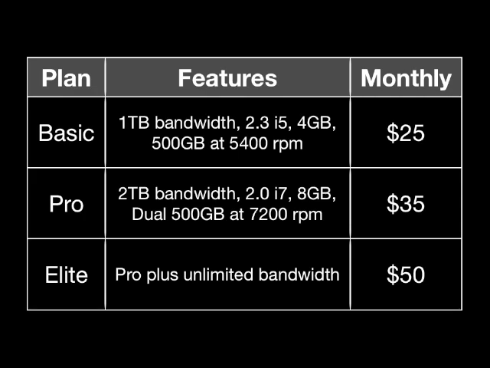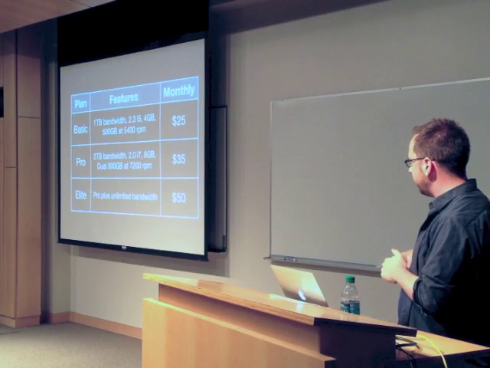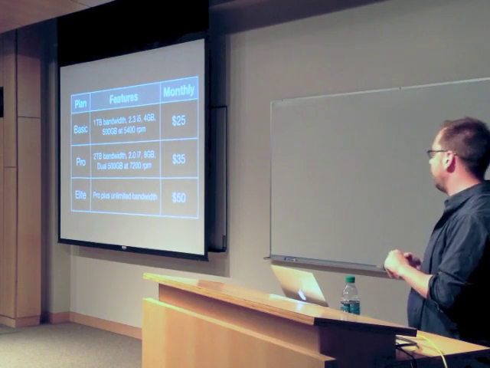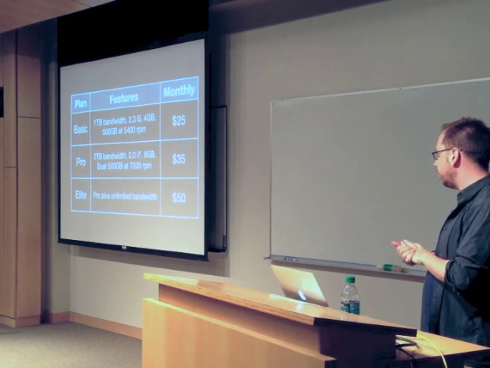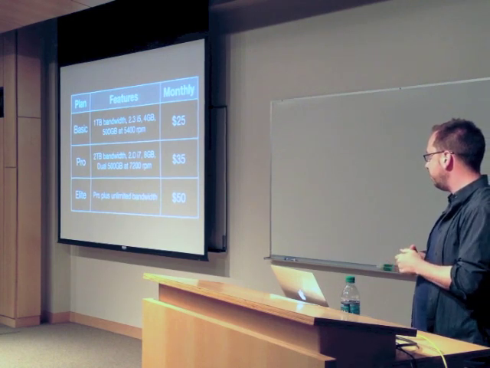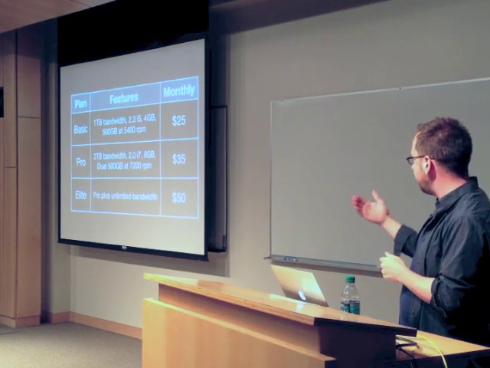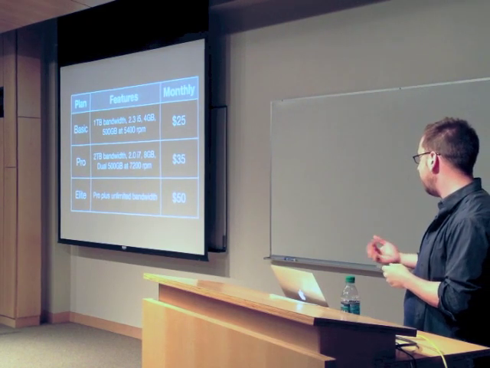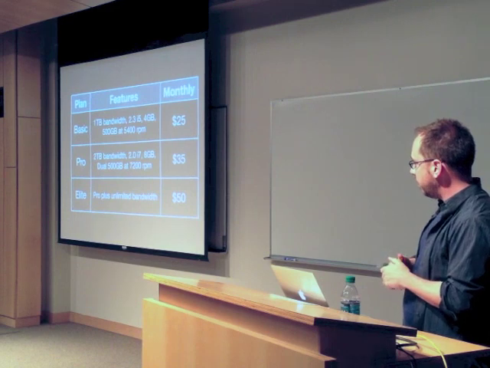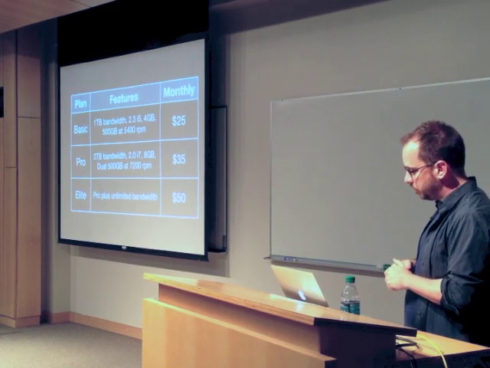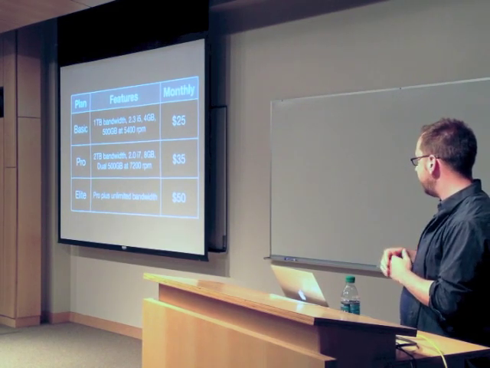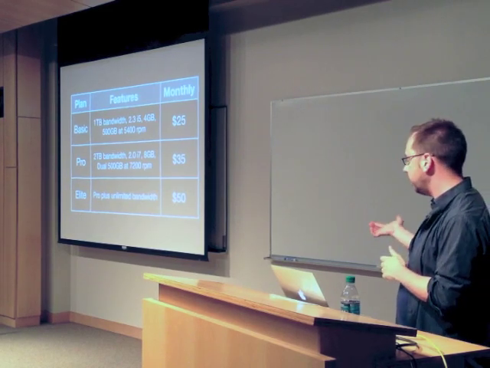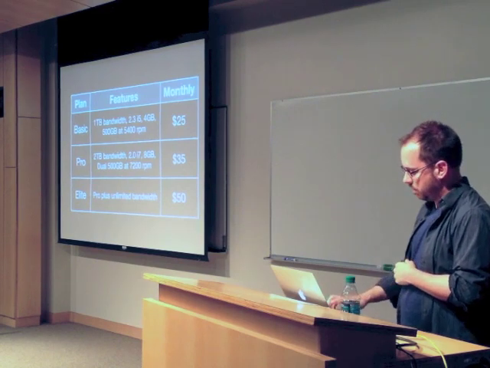They have 3 plans. It ranges from $25 to $50 a month. The most basic one gets you a terabyte of bandwidth. You get an i5 processor, 4 gigs of RAM, a 500 gig drive running at 5400 RPM. Next up from that is Pro. That's 2 terabytes, faster processor, double the RAM, dual 500 gig drives running at a much faster speed. And then the Elite plan is the same as the Pro, except you get unlimited bandwidth, which is kind of cool too. Unlimited bandwidth for 50 bucks a month.